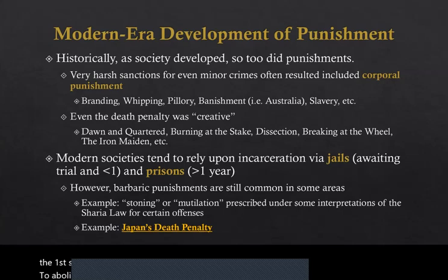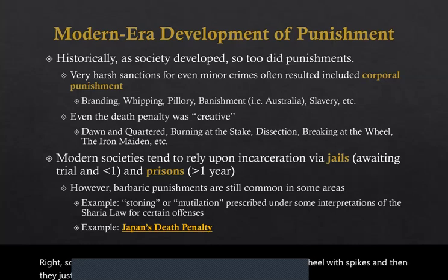That being said, we're talking about the development of punishments. The development of the death penalty was also super creative. They had everything from drawing and quartering someone, burning people at the stake, dissection, breaking at the wheel, the Iron Maiden, and so on and so forth. Breaking at the wheel is basically they strapped you on a wheel with spikes and then they just turned the wheel until it hit the ground.